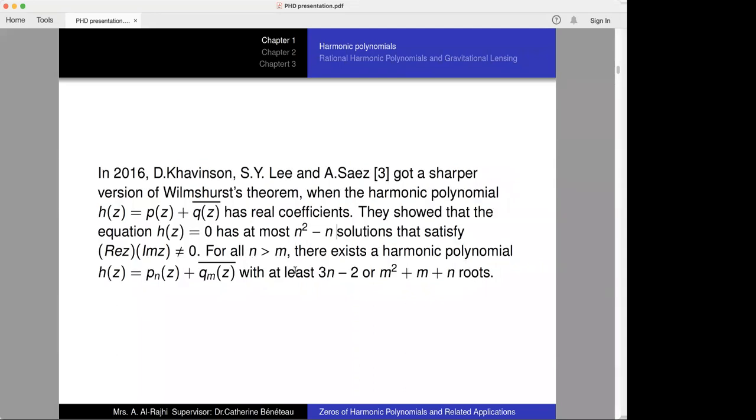In 2016, Cham and Lee got a sharper version of the Wilmshurst theorem, where they proved that for real coefficients of our harmonic polynomial, there are n squared minus n solutions when the real part of z times the imaginary part of z doesn't equal 0. They also said that for every n greater than m, there exists a harmonic polynomial with at least 3n minus 2, or m squared plus m plus n, roots.